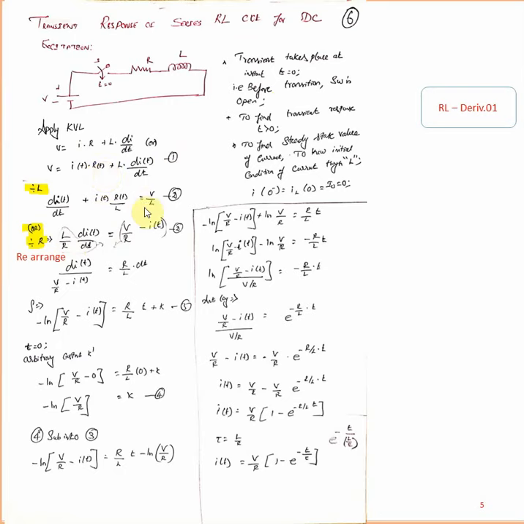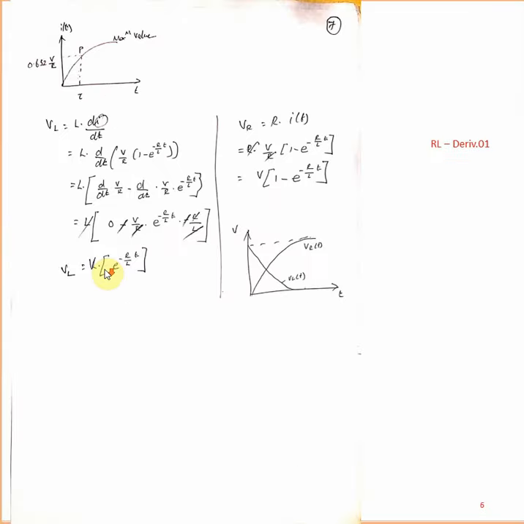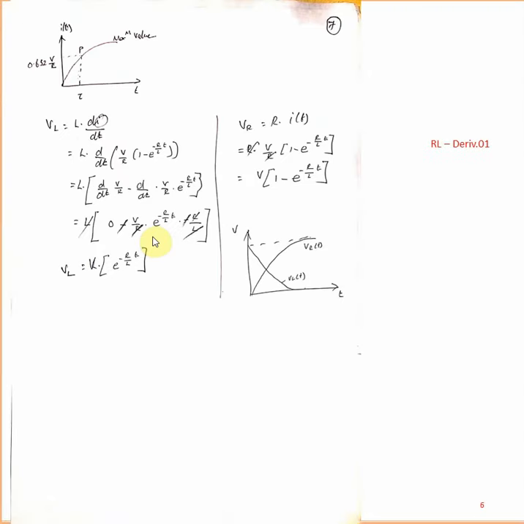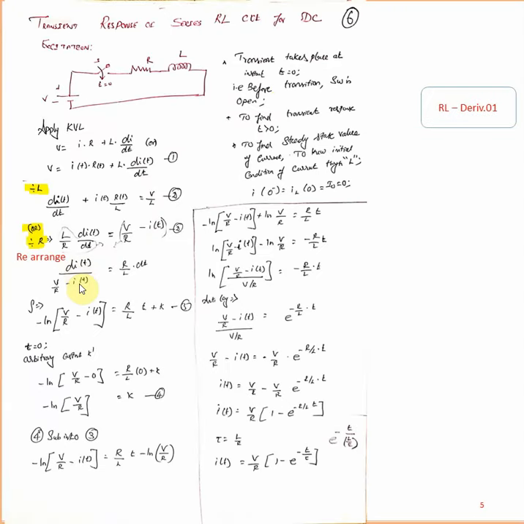Here is L by R, I will write. So rearrange, so di by I is needed. Let's go ahead to step number 3: rearrange and apply the integral. Yes, di by I. Why di by I? Integral of 1 by x dx, if x is there, then it is called ln x.